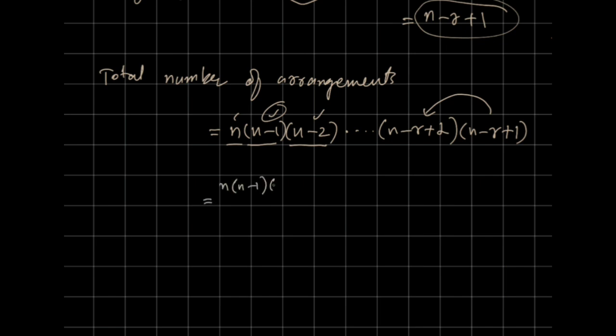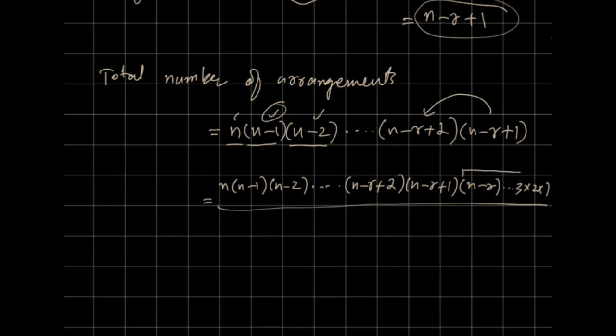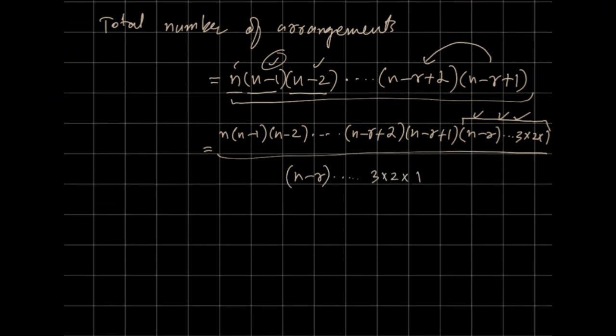N minus 1, n minus 2, on and on, n minus r plus 2, n minus r plus 1, and again we have to complete the factorial, n minus r, on and on and on, 3, 2, 1. Since these terms were not in the original expression, we have written these terms ourselves, so we have to divide by them as well. N minus r, on and on, 3, 2, 1.